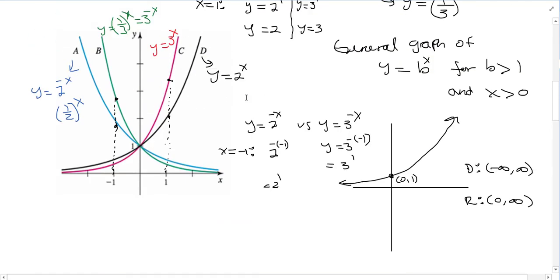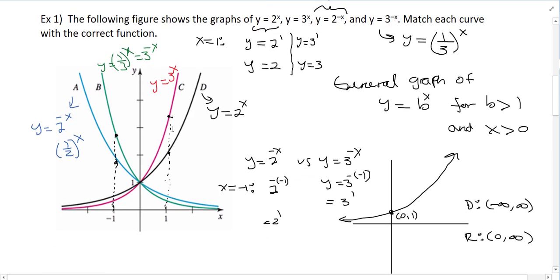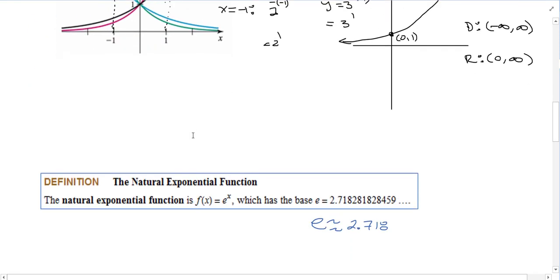Looking back at these graphs from the prior video, here's 3 to the x, so e to the x is going to be between 2 to the x and 3 to the x, right? Because e is 2.71828. So e to the x is going to fall somewhere in between.